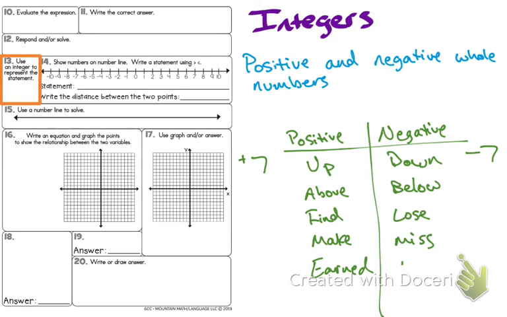Earn or spend. Both of those, again, would correspond with positives and negatives. Again, this list is obviously not exhaustive and does not include everything, but this is simply an opportunity for you to start thinking about some of those words and apply that process for these types of problems.